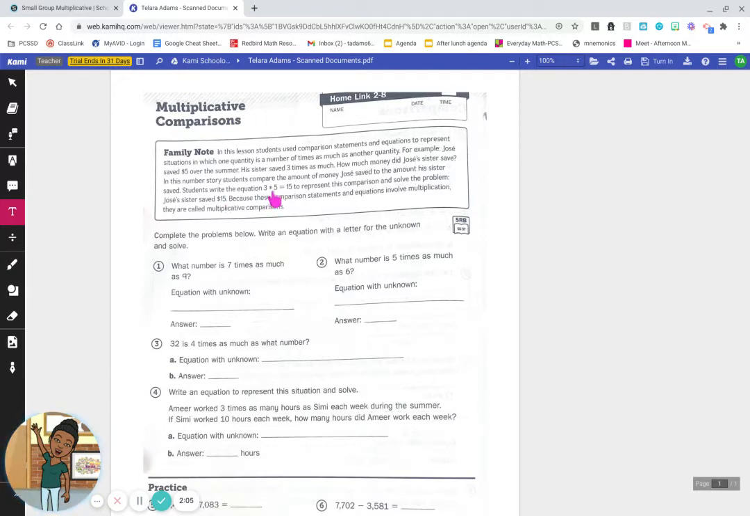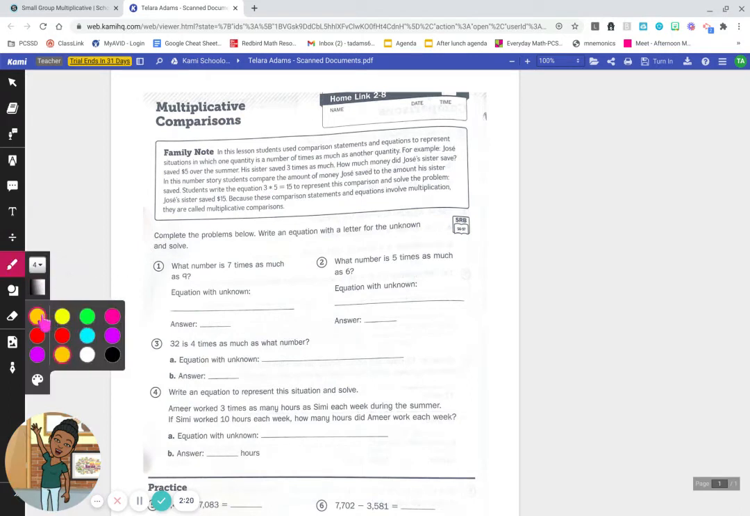Why is this 3 times 5? Where did these numbers come from? We had to determine how much money did Jose's sister save. That's what we were trying to find out. I'm going to highlight what I know to be true, and I know he saved $5. And I know his sister saved 3 times as much. So 3 times how much? 3 times the $5 that Jose saved.